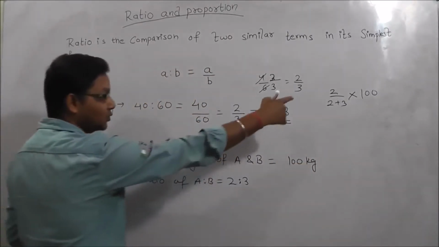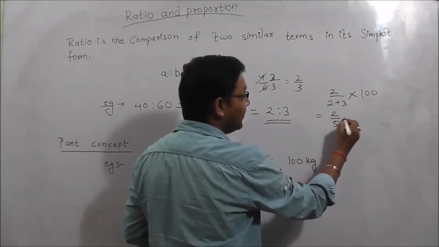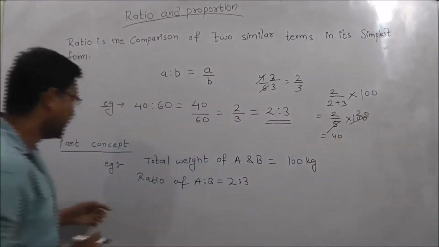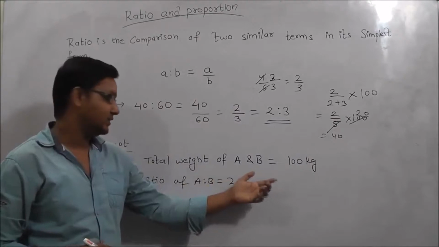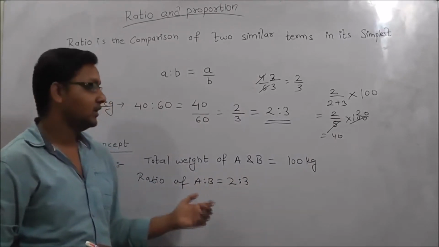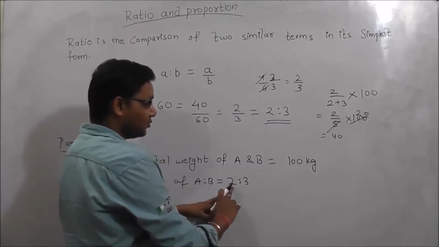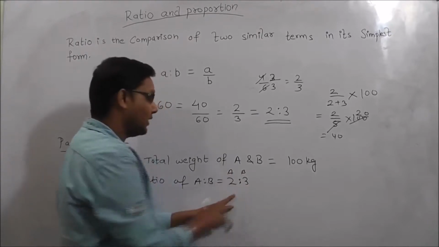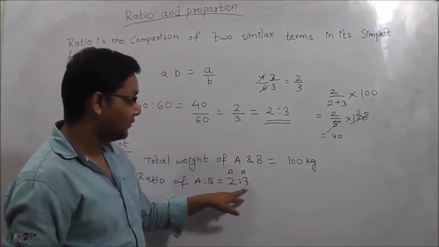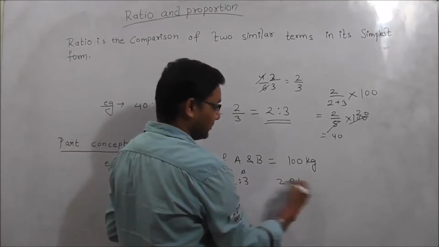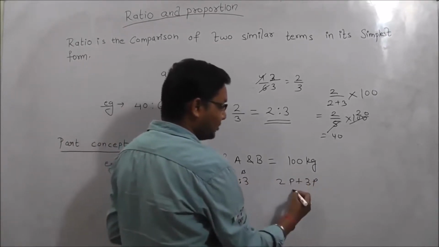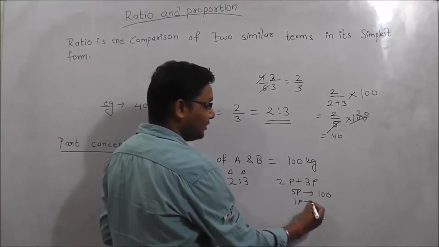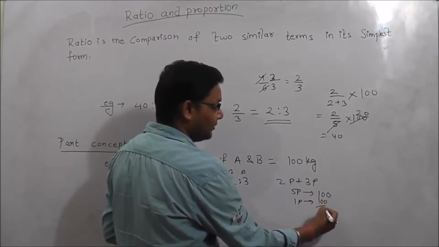So this is the usual method, and what we get here is 2 by 5 into 100. So 5 into 20, so it is 40. Now the total weight of A and B is 100 kg, and the ratio is given as 2 is to 3. So what is the part concept? A is to B, so A has 2 parts, B has 3 parts. So 2 parts plus 3 parts, adding how much will we get? 5 parts, and 5 parts is given as 100 kg. So 1 part will be 100 divided by 5, that is 20.